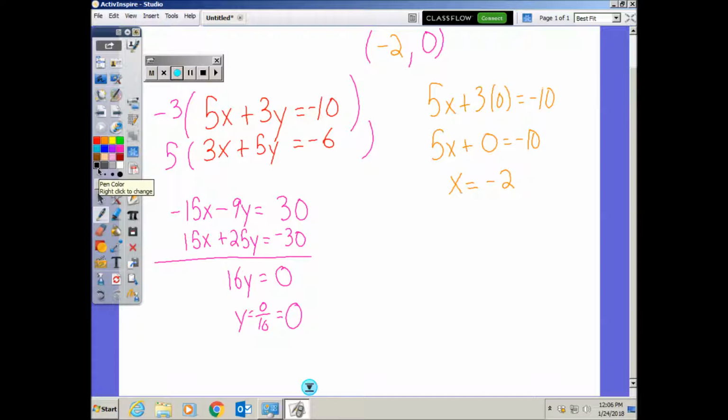And now I'm going to check it using the original second equation. 3 times -2 is -6. 5 times 0 is 0. -6 is equal to -6. It checks. Okay?